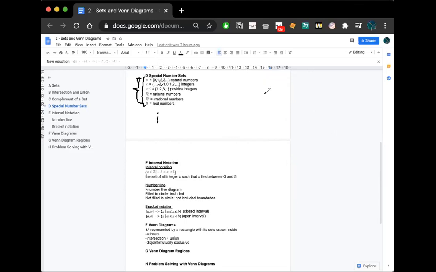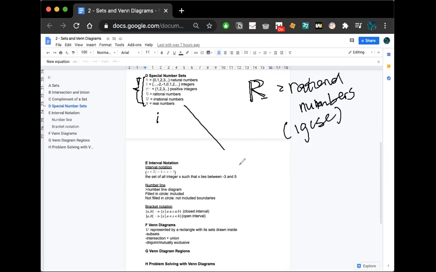I forgot, but I think in IGCSE, the one I learned is that R is equal to rational numbers. But again, this is IGCSE. Now since we're in IB, R becomes real numbers. So it really depends on the syllabus.